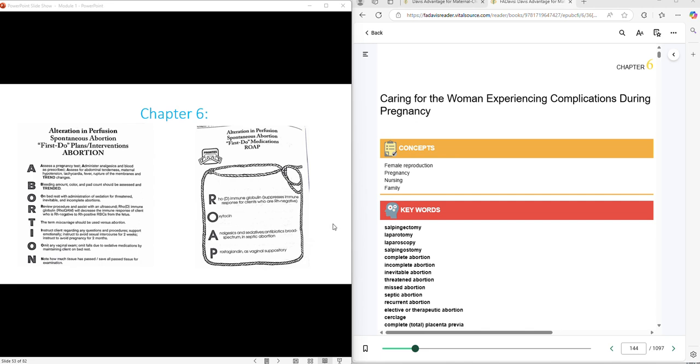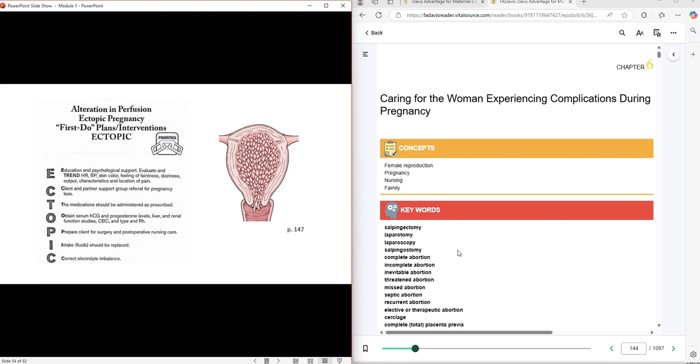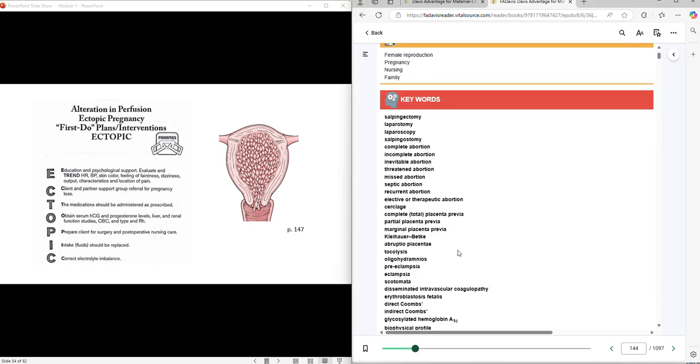So it's just a few little acronyms that may be useful. So let's go over to the book.